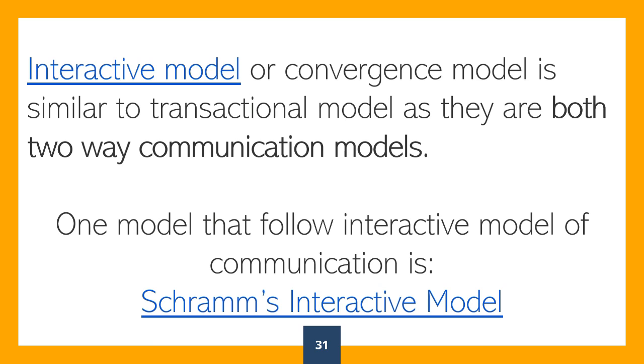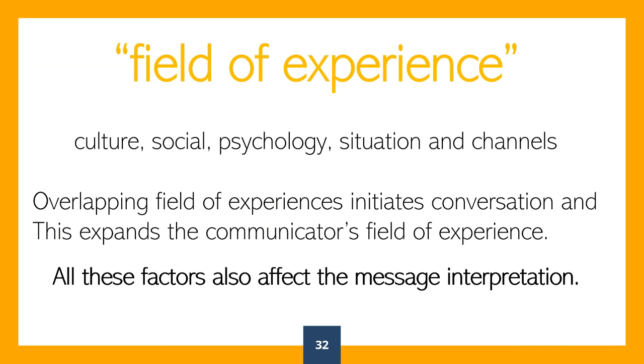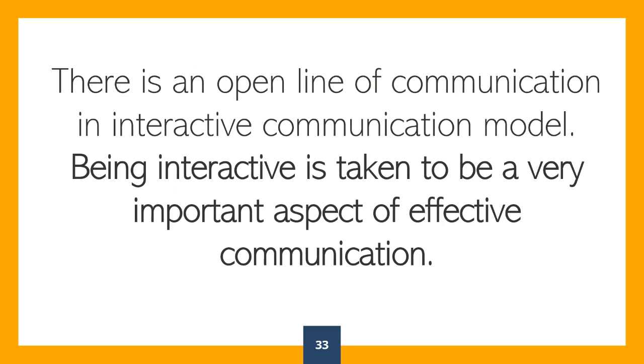One model that follows interactive model of communication is Schramm's interactive model. The message formation of both sources are affected by their field of experience. The field of experience is culture, social, psychological, situation, and channel. The overlapping field of experiences initiates conversation, and this expands the communicator's field of experience. All these factors also affect the message interpretation. There is an open line of communication in interactive communication model. Being interactive is taken to be a very important aspect of effective communication.